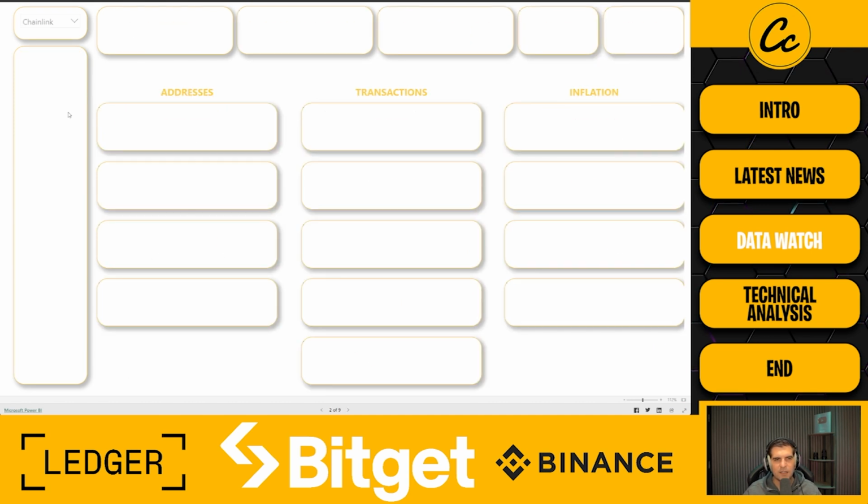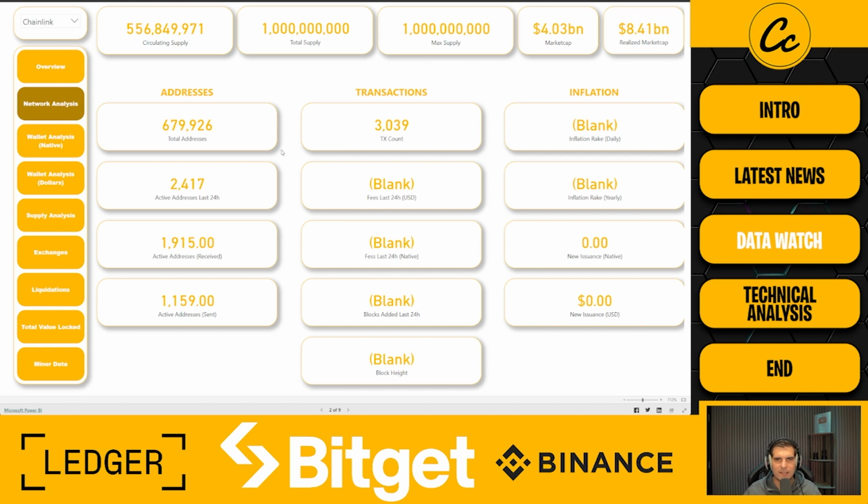But as we come down into our network analysis, here we can see that the market cap hovers at about 4 billion. Realized is the idea of when people paid for Link. It's actually 8.41. So you can see that people have lost half the value since basically buying into Chainlink, right? So they're 50% down.